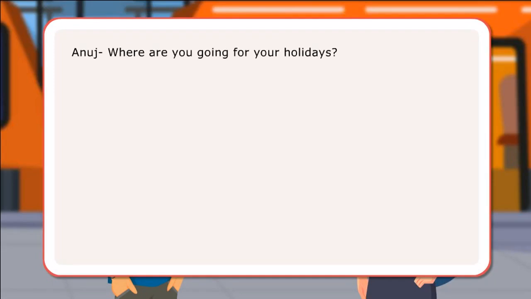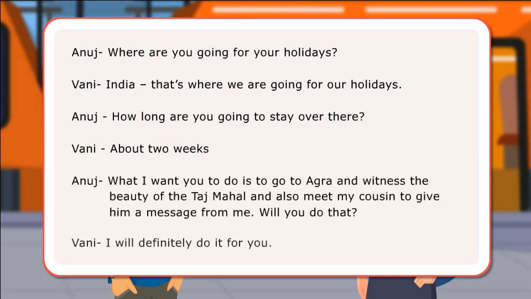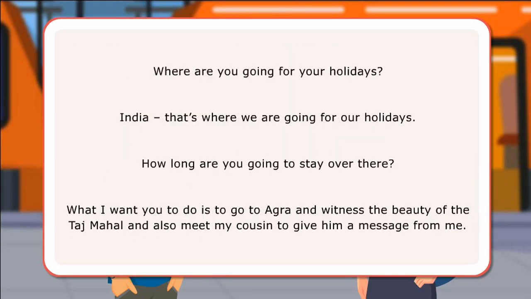In the conversation, we come across words that start with WH. Here are the examples. Where are you going for your holiday? India, that's where we are going for our holidays. How long are you going to stay over there? What I want you to do is to go to Agra and witness the beauty of the Taj Mahal and also meet my cousin to give him a message from me.